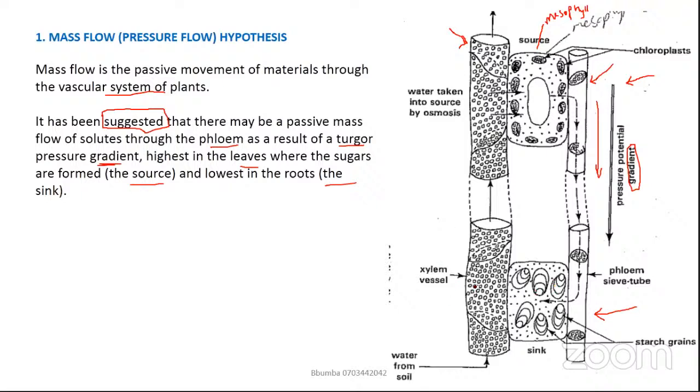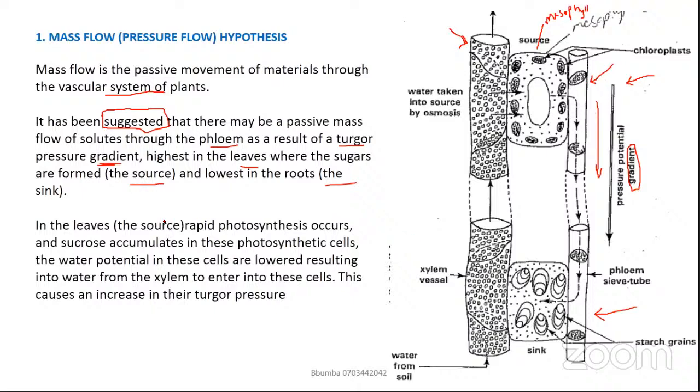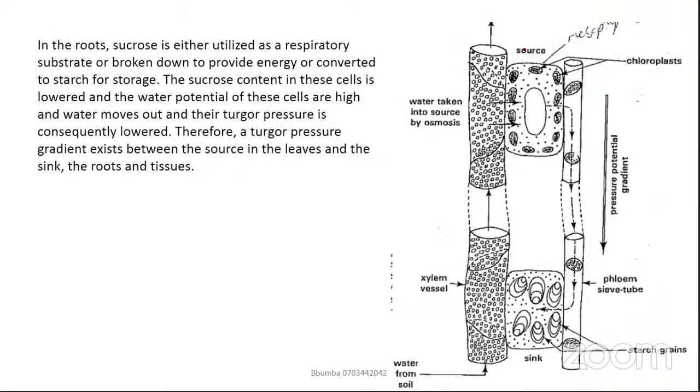So in summary, that's what we are going to be looking at. In the leaves, the source, rapid photosynthesis occurs and sucrose accumulates in the photosynthetic cells. Once it accumulates, the water potential in these cells is lowered, resulting in water from the xylem entering these cells, as I've said. This causes an increase in their turgor pressure at the source. Now, in the roots, sucrose is either utilized as a respiratory substrate, that is, broken down to provide energy, or converted into starch for storage.